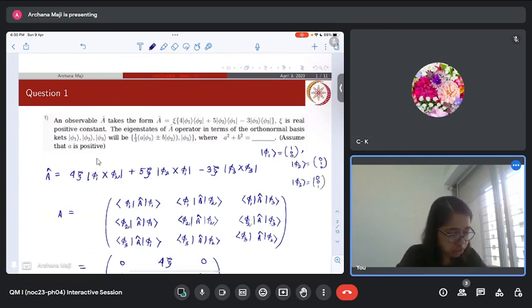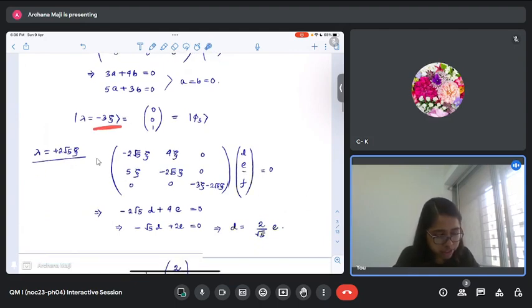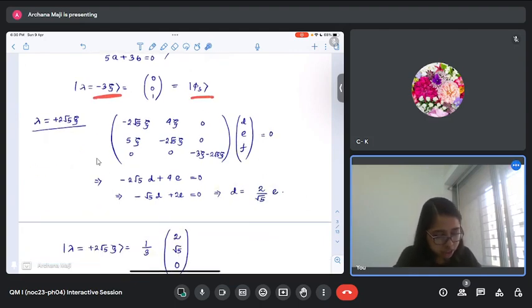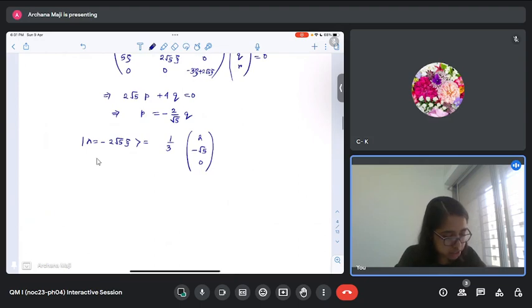Okay, so the eigenvector corresponding to the eigenvalue minus 3 xi is phi 3, and this can be written as a linear superposition of phi 1 and phi 2. So 2 phi 1 plus square root 5 phi 2, and this is 1/3 of 2 phi 1 minus square root 5 phi 2.